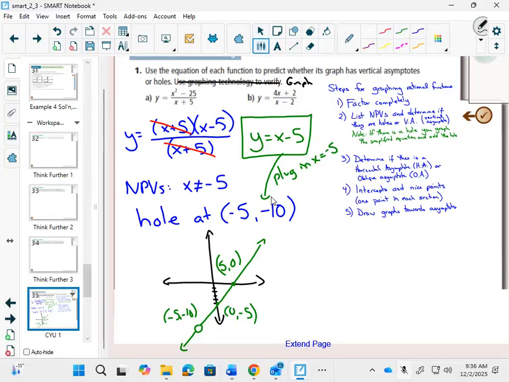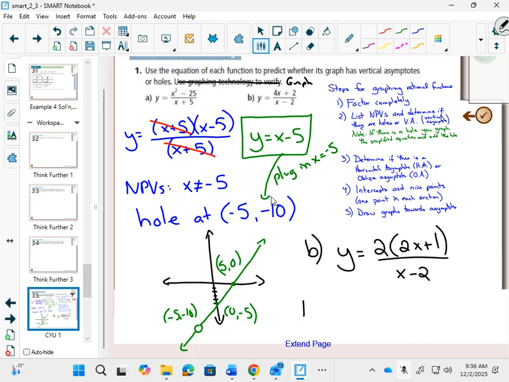So, part B. Same thing. We start by factoring. The top, I can actually factor out a common factor of 2, leaving me with 2x plus 1 over x minus 2. My non-permissible value: x can't equal 2.